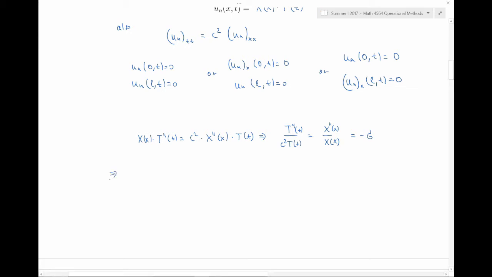So this gives rise to ordinary differential equations. We have an equation for X, and we have boundary conditions. I'm not going to write them out because we're going to consider each boundary condition separately. And we have a similar equation for T.